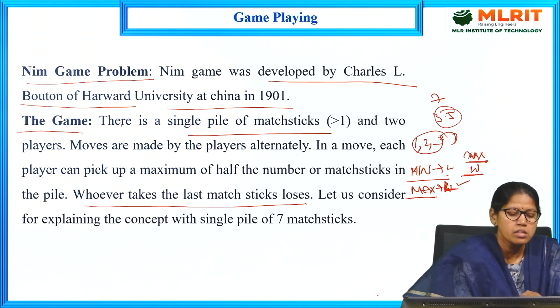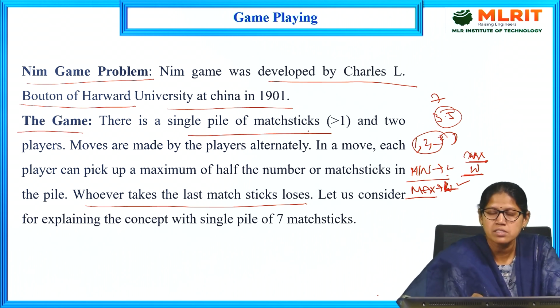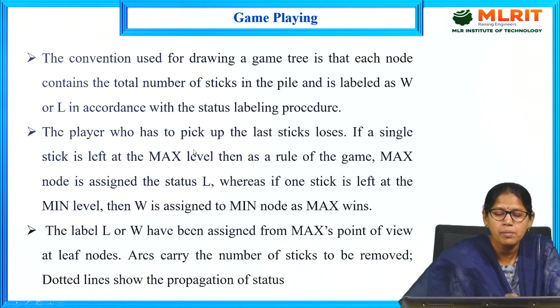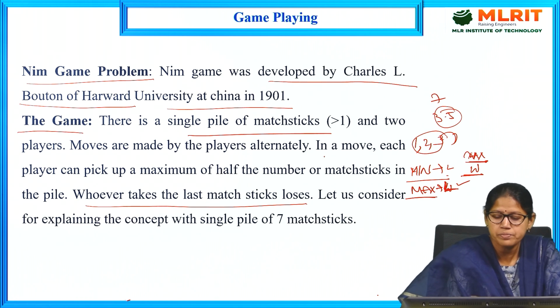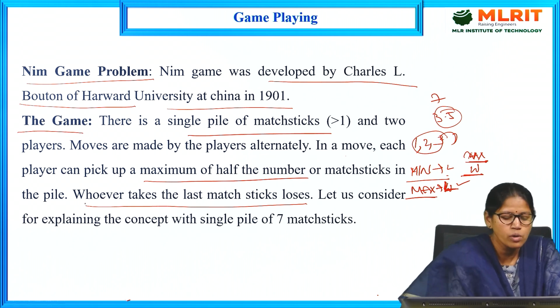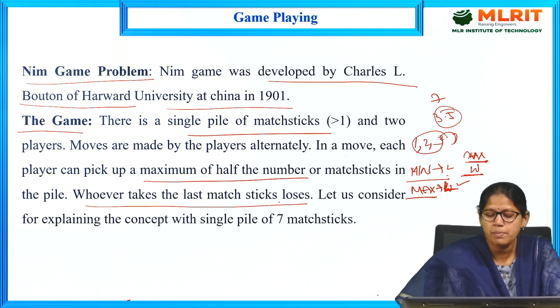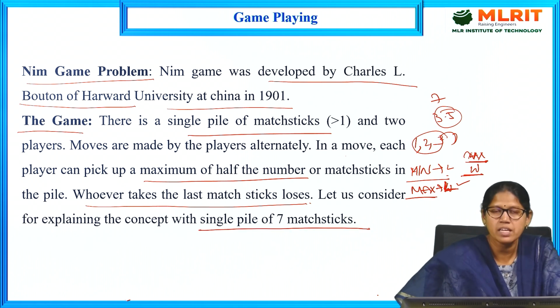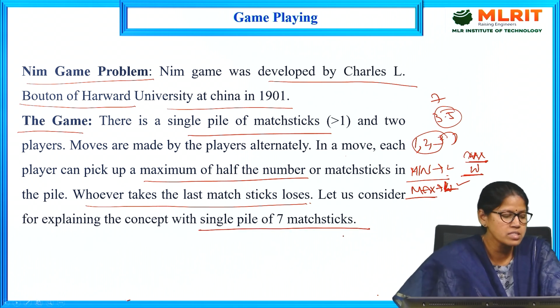Okay. So there is a single pile of matchsticks, meaning a group of matchsticks, and 2 players. Moves are made alternately. In a move, each player can pick up a maximum of half of the number of matchsticks. Whoever takes the last matchstick loses. Let us consider a single pile of 7 matchsticks to understand this game.